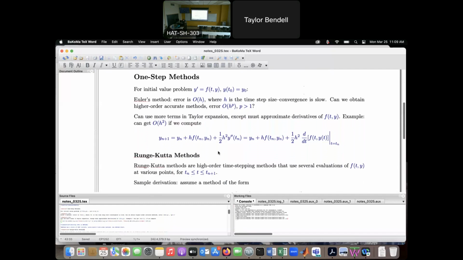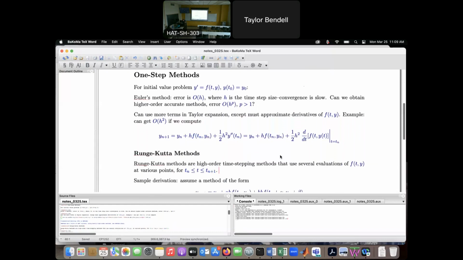So the idea behind Runge-Kutta methods is that instead of evaluating f just once, like in Euler's method, we evaluate f multiple times, at time values that are between time tn and time tn plus 1. So here's where we're at, and here's where we're trying to get to. We try to get higher order accuracy that way instead of needing derivatives of f.